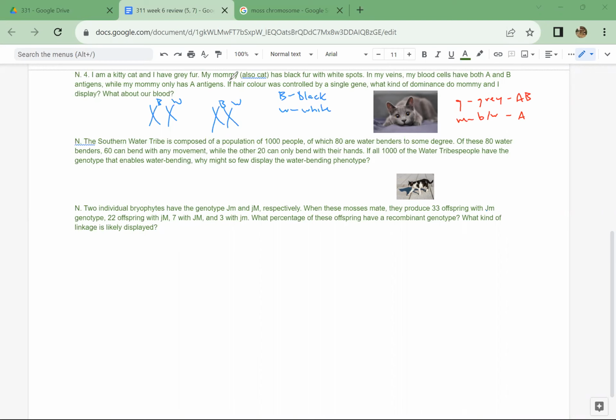So what's going on here at this hair color locus? What could be happening? Well, I kind of gave it away. It is the expression of dominance.